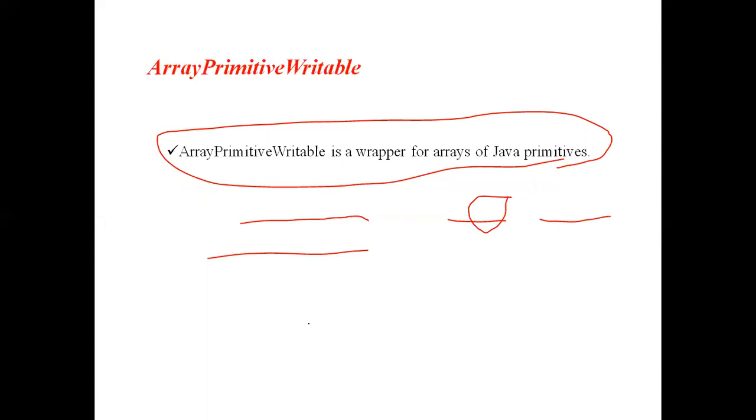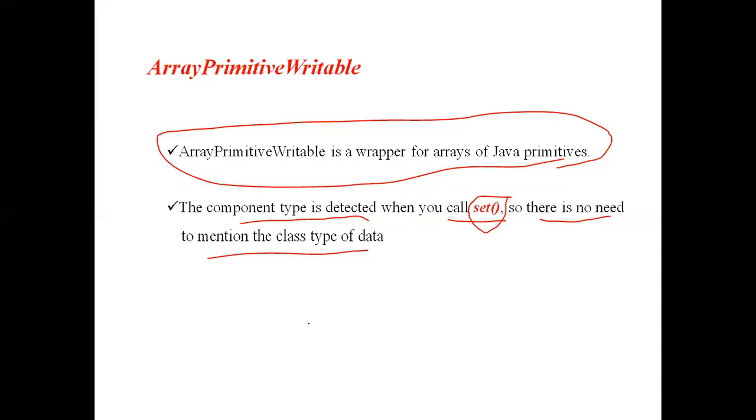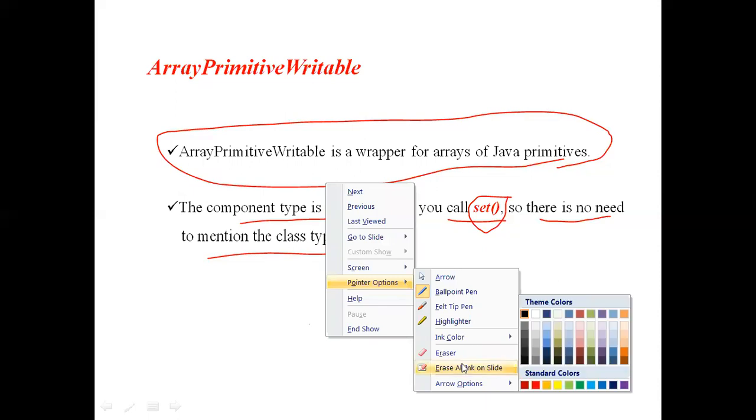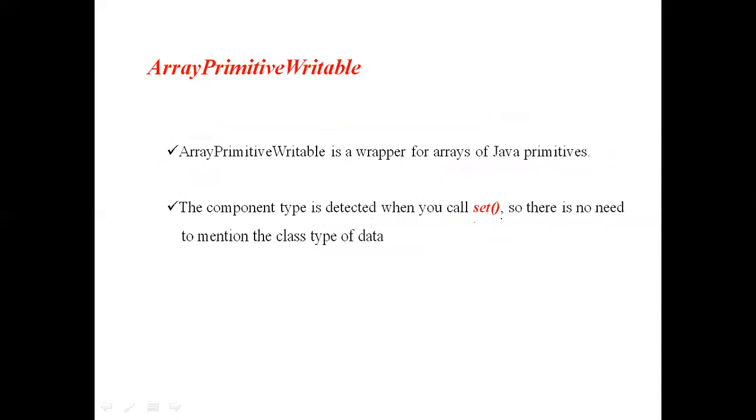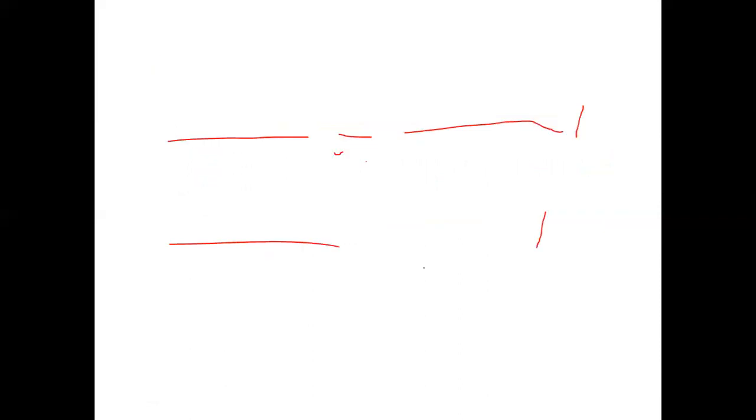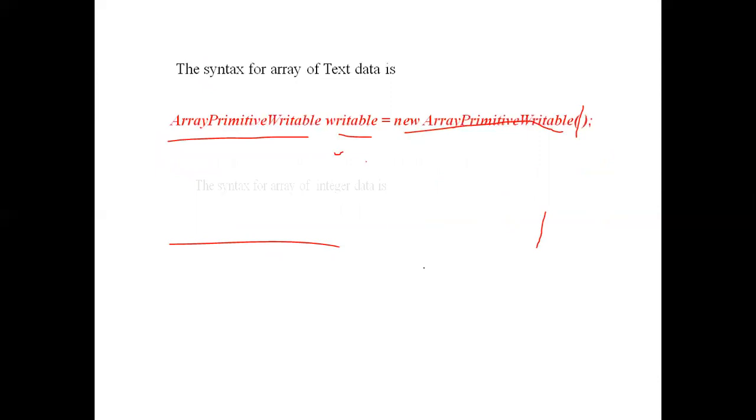Finally, when we come to array primitive writable, it is a wrapper for arrays of Java primitives. Here there is no need to specify the component class type. Why? Because when we enter the values using the set method, it will automatically detect that. The syntax for this will be like this.